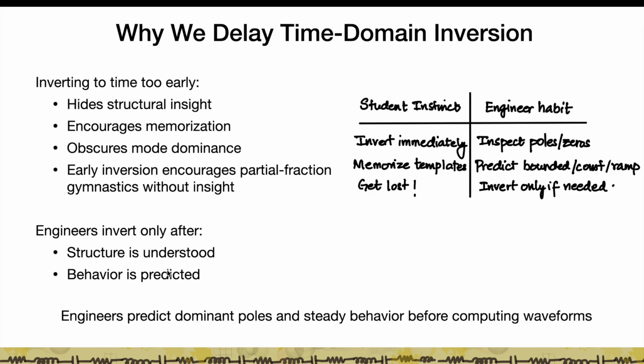Now, this is a teaching statement about method. If you invert too early, you can get a correct time expression but learn nothing. You start memorizing partial fraction templates and you won't know what terms correspond to transient modes, what terms correspond to steady behavior, and what part comes from the input. Engineers do the opposite. They inspect structure, predict dominant behaviors, and then invert if needed. The S domain is a reasoning tool, not just a computational tool. Once you see that, you become much faster and much more accurate.